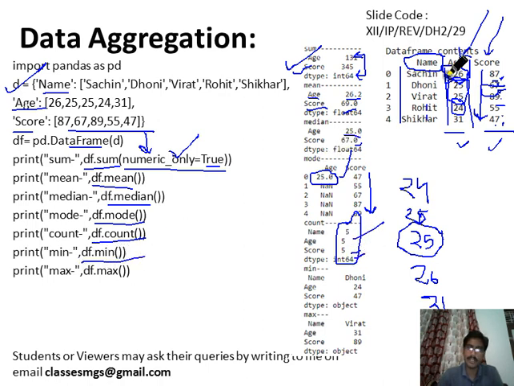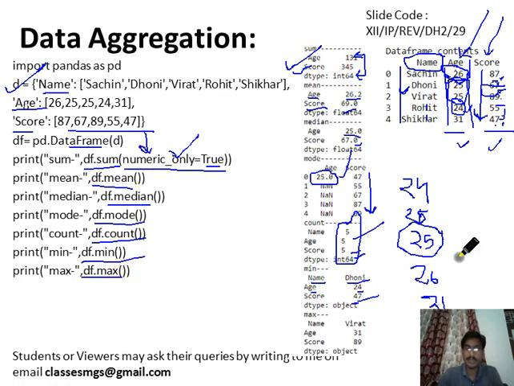df.min will print the column wise minimum. So name has Dhoni as the minimum, because Dhoni is the smallest value. It will be alphabetical, because D comes first before R or S. Then age, which is the minimum? 24 is the minimum, so 24 will come. Score, which is the minimum? 47 is the minimum, so 47 will come here. So df.min is computing column wise, because axis is 0 by default.